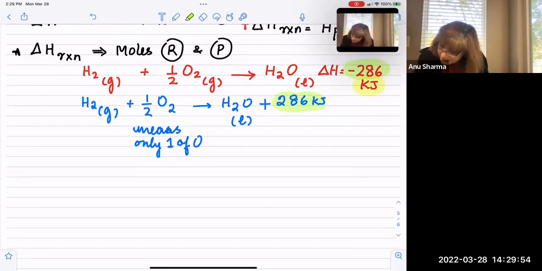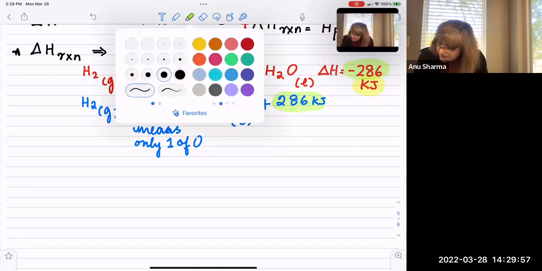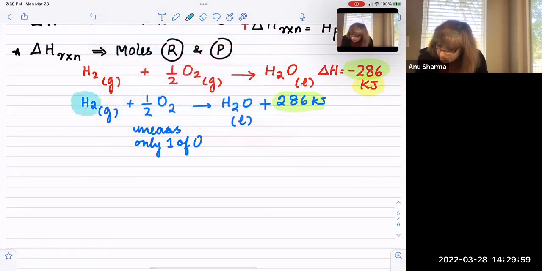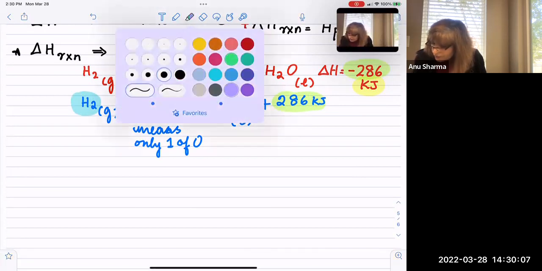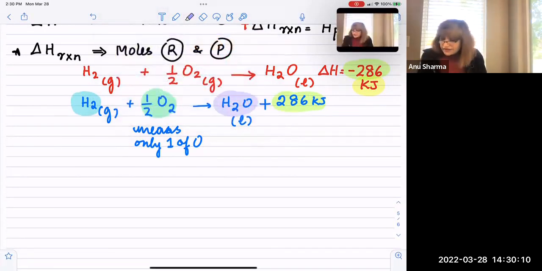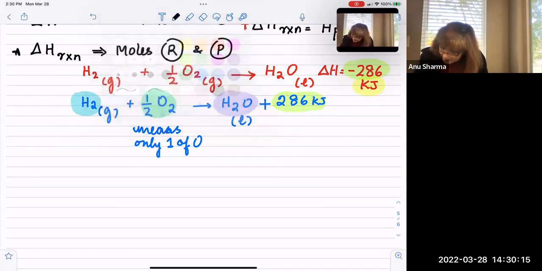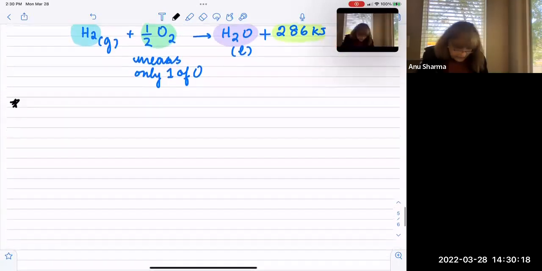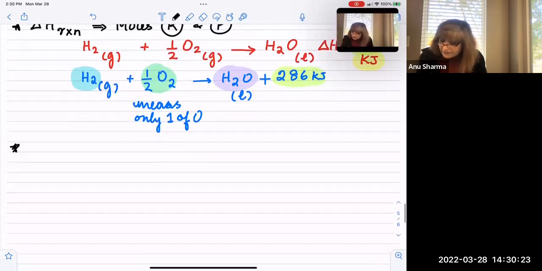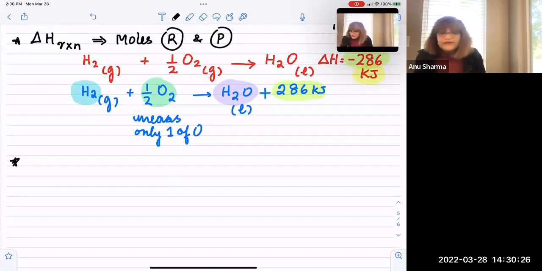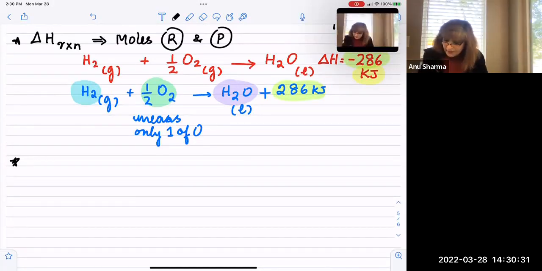Now the moles. When we look at the moles here, there is only 1 mole of hydrogen reacting with half a mole of oxygen to give you 1 mole of water. So these moles are very important. Next, anytime you are multiplying the moles, then you also multiply the heat of the reaction, or the heat associated with it. So the same coefficients apply to that.